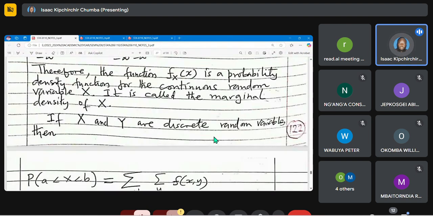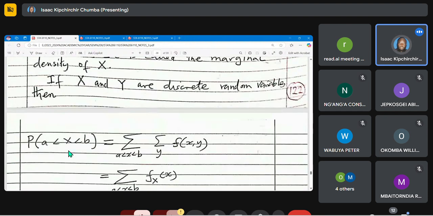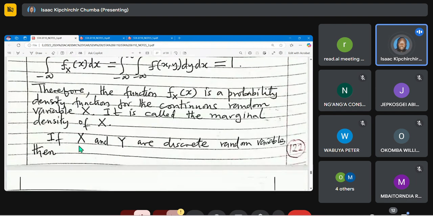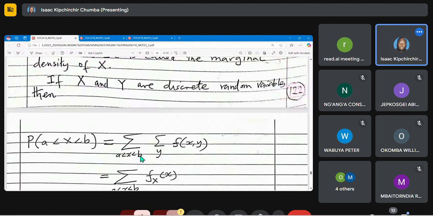If x and y are discrete random variables, and we want to define the probability of the first event, that x lies in the interval AB, then x will lie over AB. You'll sum over x where x lies over AB, and then y just over R. So y is not constrained. You can see y is not constrained in this summation, but x is constrained to lie in the interval AB.